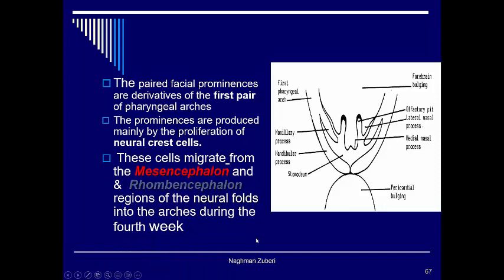These cells migrate from the mesencephalon and rhombencephalon regions of the neural folds into the arches during the 4th week. We have already discussed that. So, the first arch is forming the bilateral maxillary as well as mandibular processes.